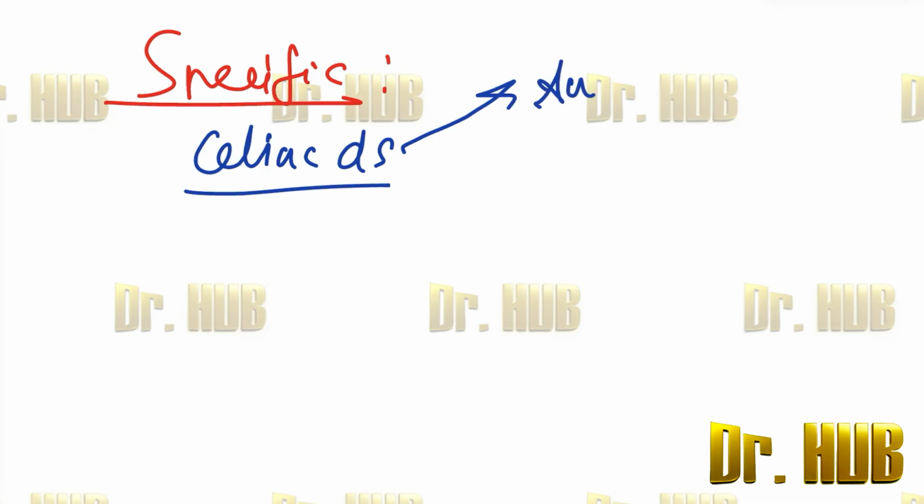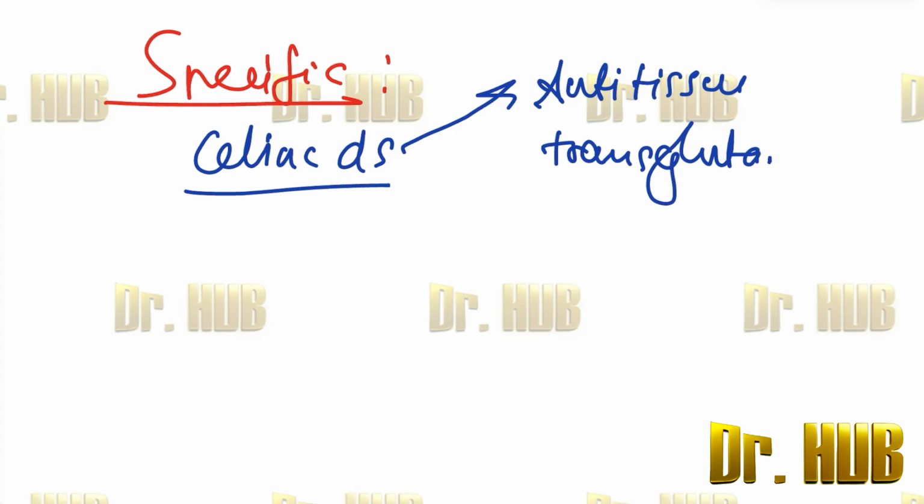Next, we move on to some specific tests for the malabsorption. For the specific test, first we look at celiac disease. Under celiac disease, there is the anti-tissue transglutaminase, which we can also write as the anti-TTG.